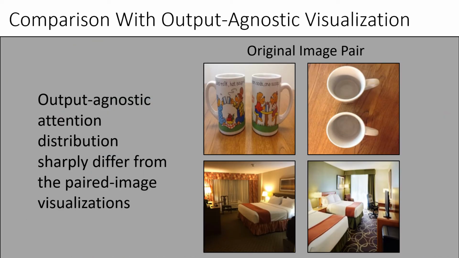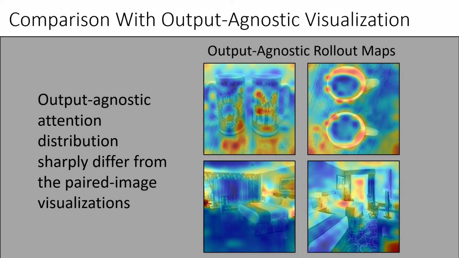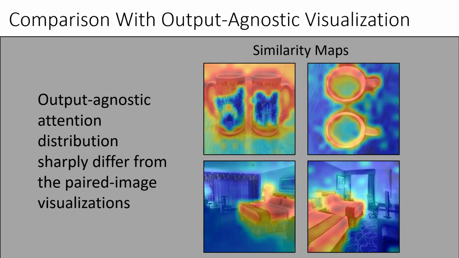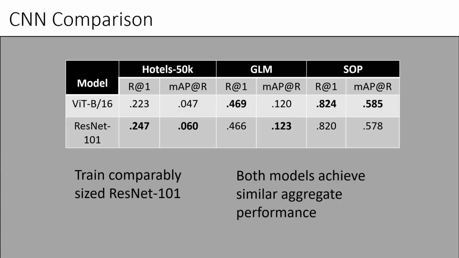We can also generate output agnostic visualizations and compare them to the similarity maps to see how they differ. To do this, we sum the rollout attention distribution matrix to generate an output agnostic rollout map to see the most attended to tokens. When comparing these with the similarity maps generated with respect to the complementing image, only the common features of both images are highlighted.